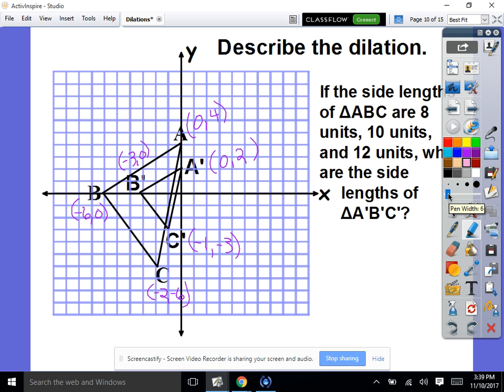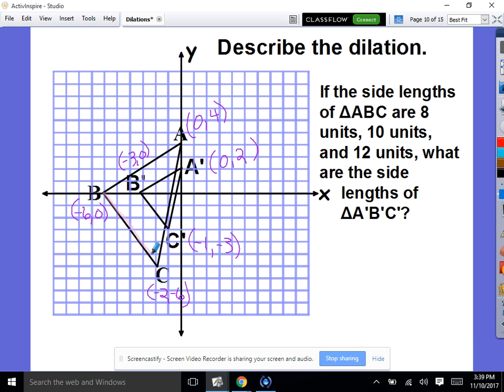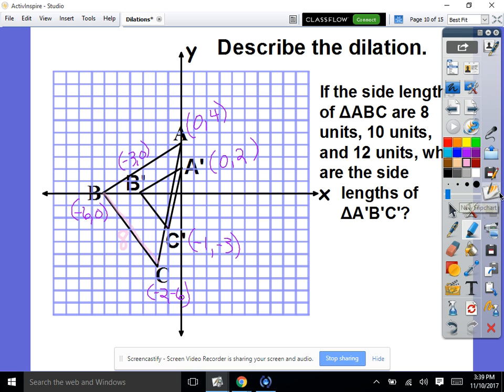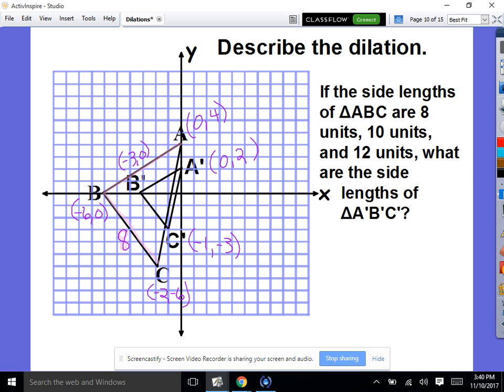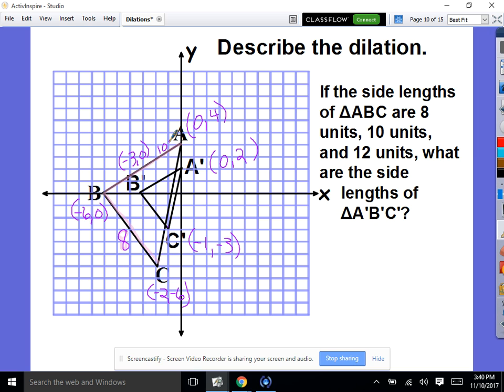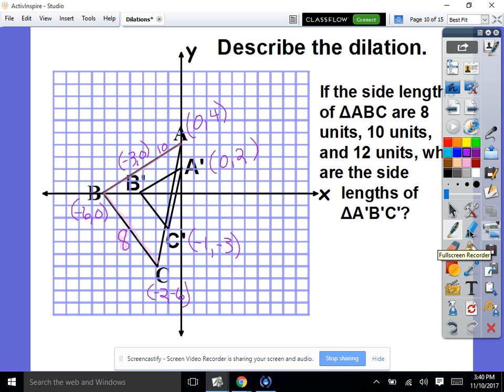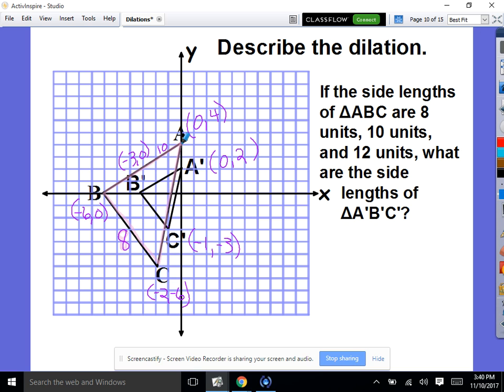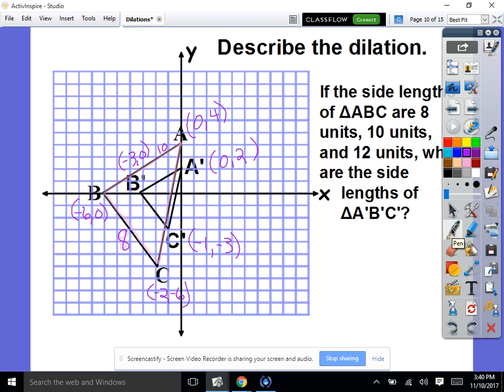So let's say that this is 8. Let me make the 8 darker. We'll go with a pen on it. So this is 8. This we'll say is 10. And the longest side we'll say is 12.